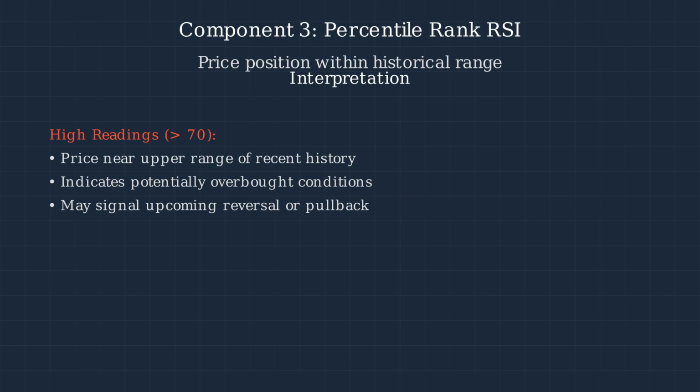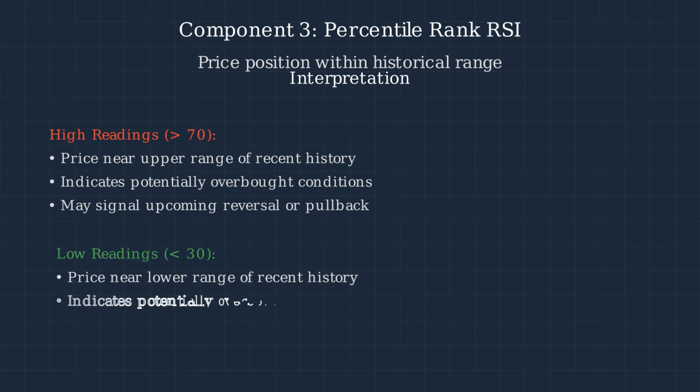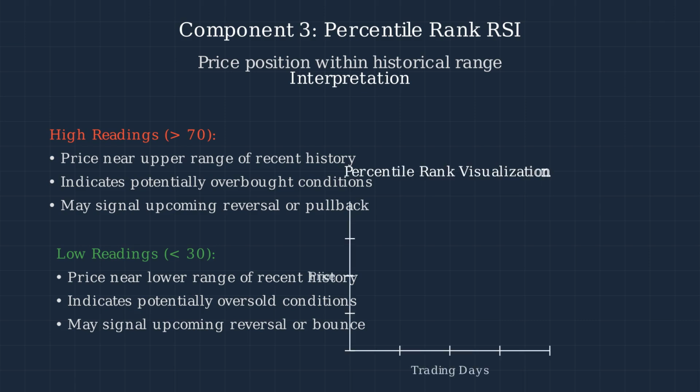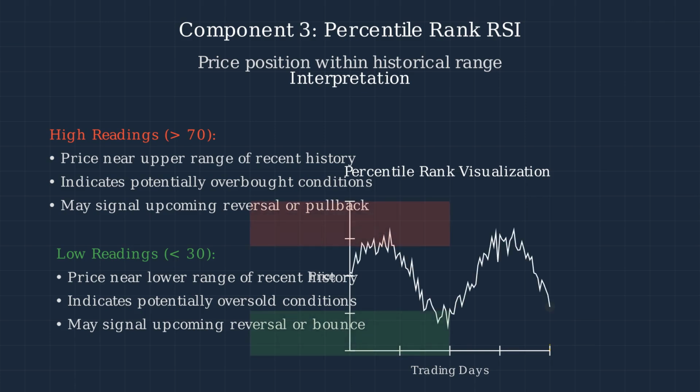High readings above 70 indicate that the current price is near the upper range of its recent history, suggesting potentially overbought conditions. Conversely, low readings below 30 suggest the price is near the lower range of its recent history, indicating potentially oversold conditions that may lead to a bounce. This chart visualizes how the percentile rank component identifies where the current price sits within its historical range. The red zone represents the upper percentiles, while the green zone shows the lower percentiles.